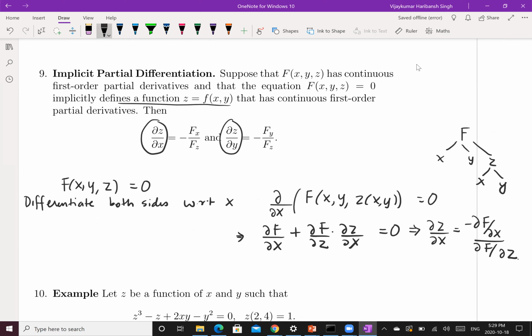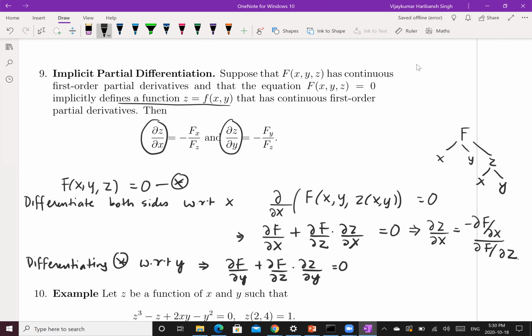And similarly, if you differentiate both sides with respect to y, let's call this star, differentiating star with respect to y gives the partial derivative of f with respect to y plus the partial derivative of f with respect to z times ∂z/∂y equals 0. So this gives ∂z/∂y equals minus ∂f/∂y divided by ∂f/∂z. So this is an implicit partial differential equation. Now we'll see how it is useful for us.